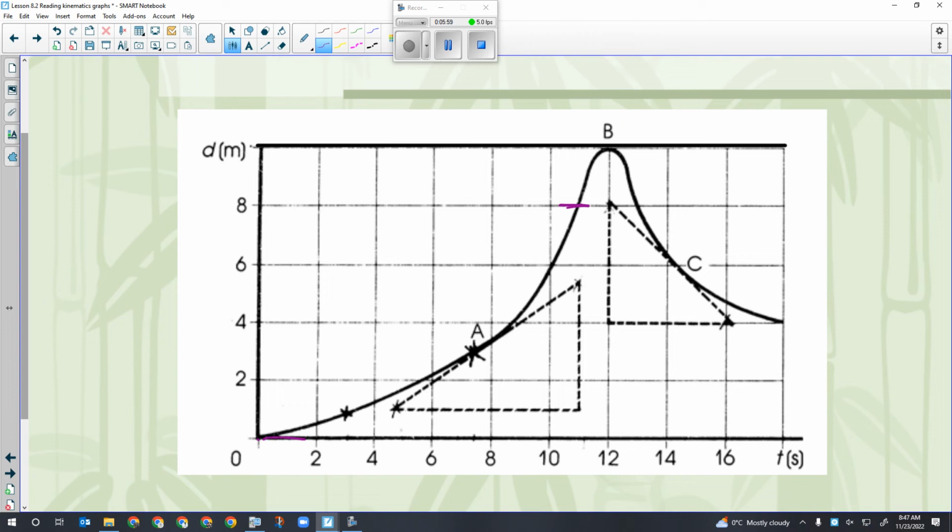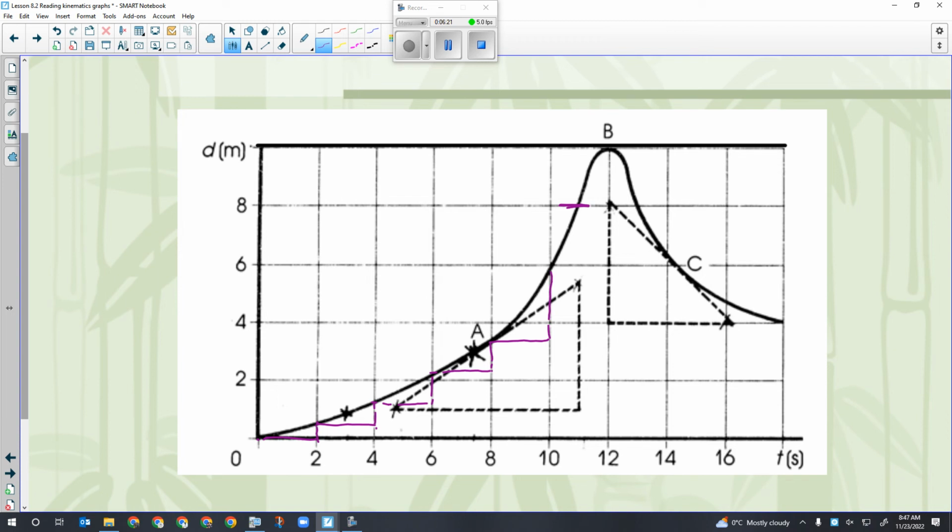Well, every time interval, the distance it goes increases. Right? The length of this vertical line gets greater every time I go across. The only way that can be happening is if it's going faster and faster. Everybody okay with that? All right.